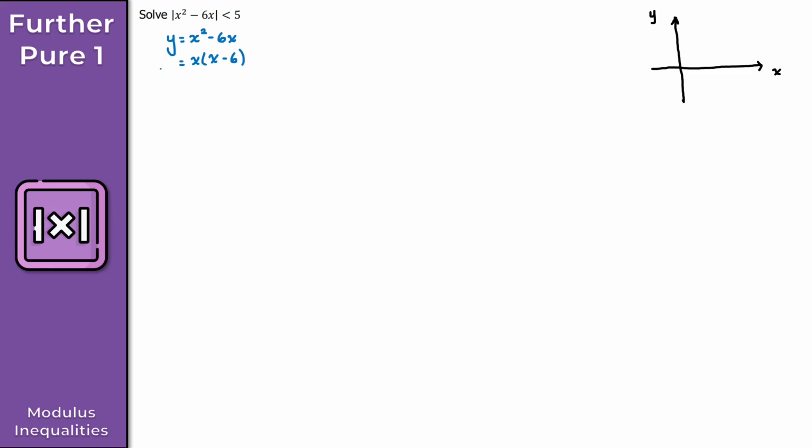And if we now set y equal to 0 here, then clearly x must equal 0 and x must equal 6. I've got 0 there. And let's say then that 6 is here. So because we're taking the modulus here of the full expression, then anything below the x-axis here actually gets reflected in the x-axis itself. So in other words, anything below just goes above.